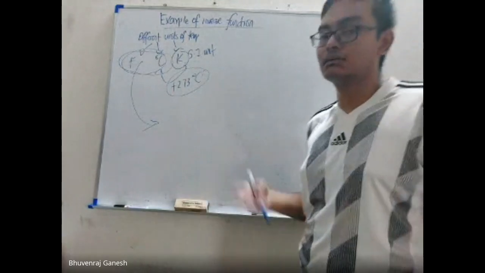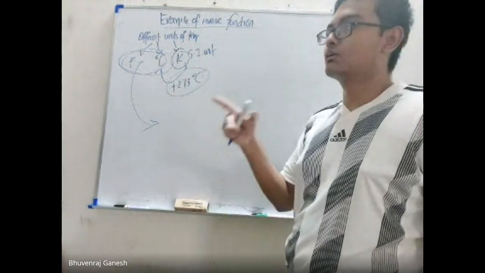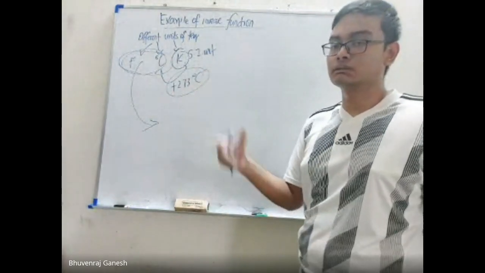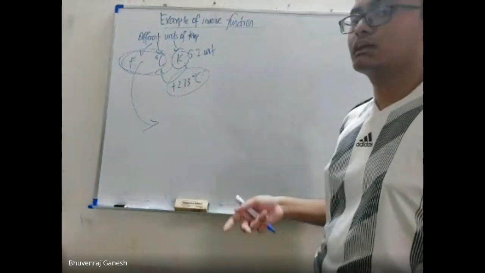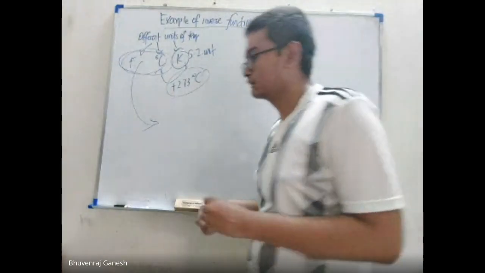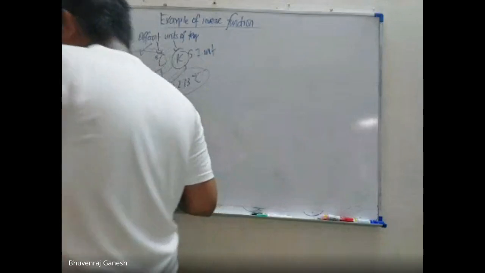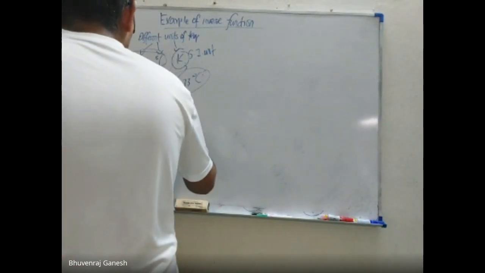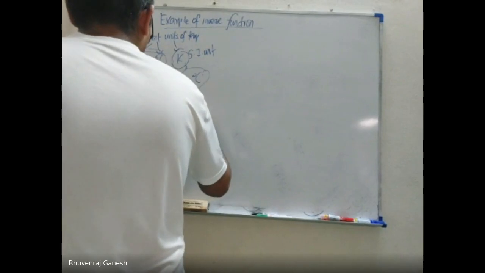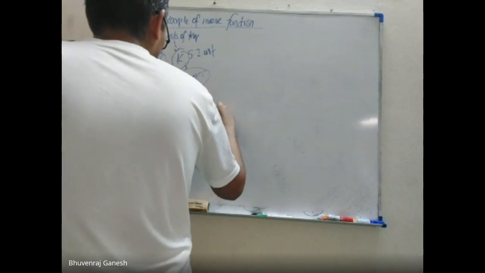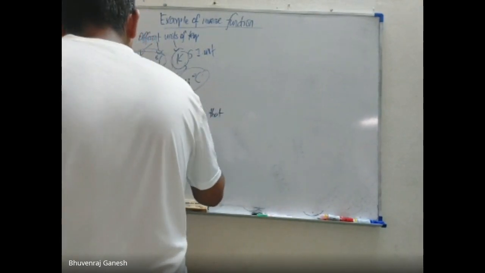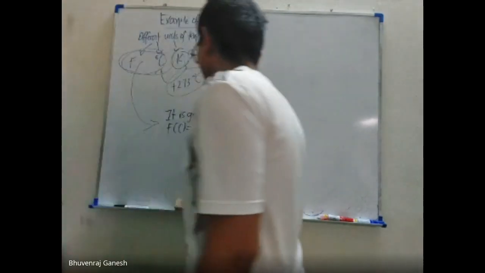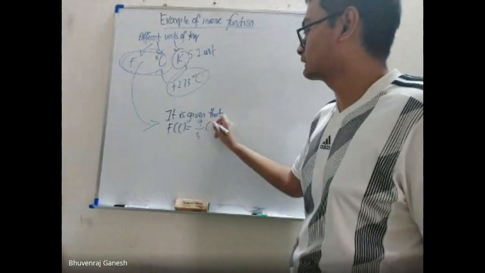Because in most questions on inverse function, the normal function will be a linear equation and the inverse function will come out to a fraction in most equations. So this is a good example. It is given that F(C) is equal to 9/5 C plus 32.